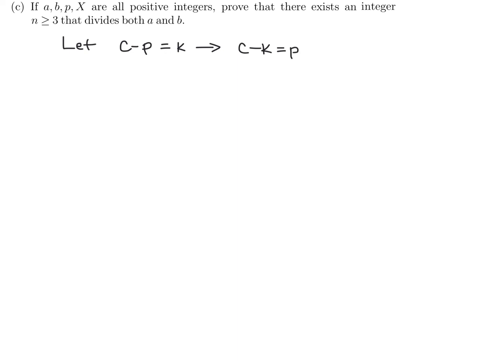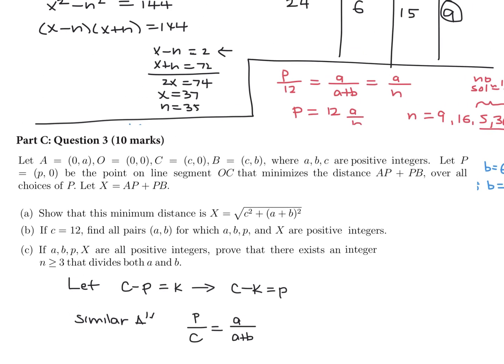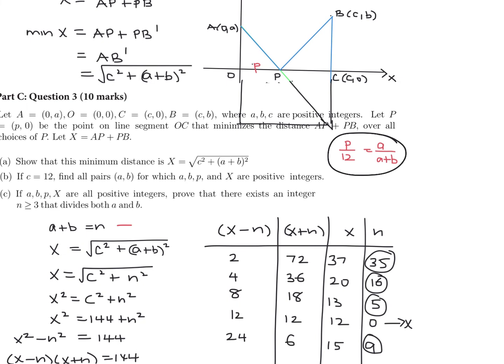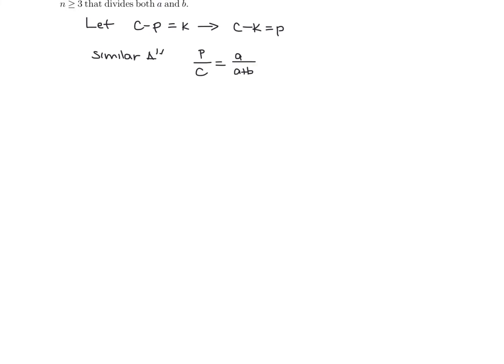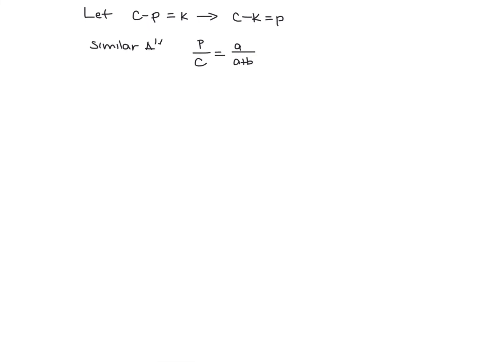And then just as before, by similar triangles, if you remember, we had made that relationship that P over C was equal to A over A plus B. Remember? Right up here. Well, C was 12 in that case. That's why we put a 12 there. But it was really P over C is equal to A over A plus B by similar triangles using that diagram. So we use the same thing, but this time we just have C as C. So when you cross multiply, you get P is equal to AC over A plus B.